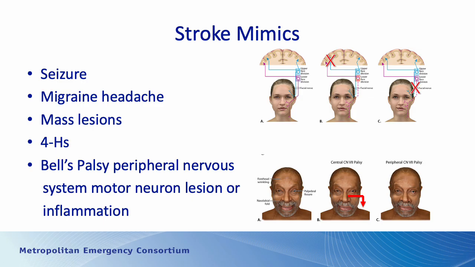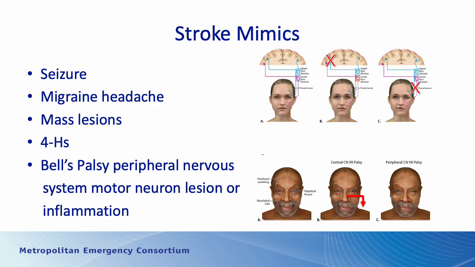Migraine headaches, atypical migraines, can give you stroke-like symptoms. From my experience, it's probably the strongest stroke mimic out there that I've had to deal with, and it can be complex. And often we don't diagnose it as a typical migraine until after the workup is completed. Mass lesions, so brain lesions, brain tumors can cause stroke-like symptoms. The 4 H's, which I'll talk about in a moment on the next slide, and then Bell's palsy.